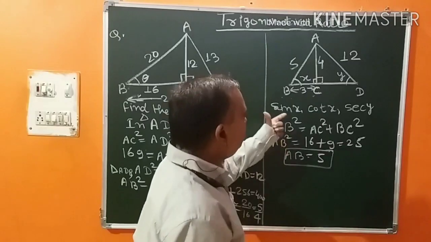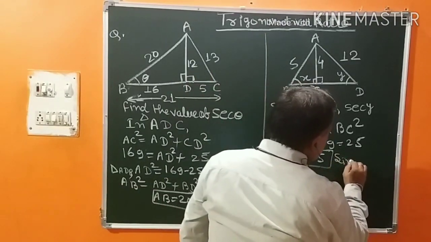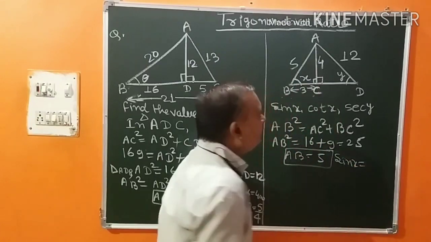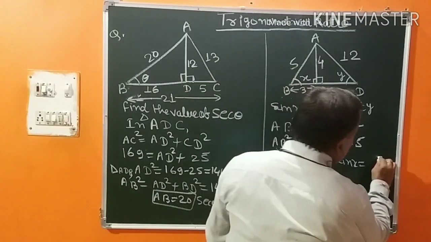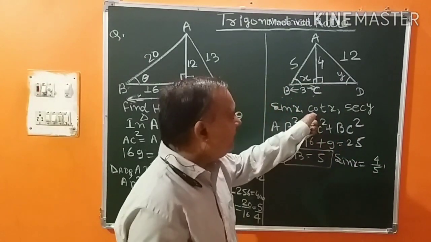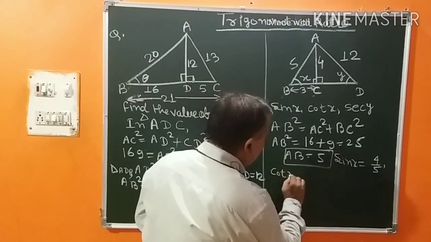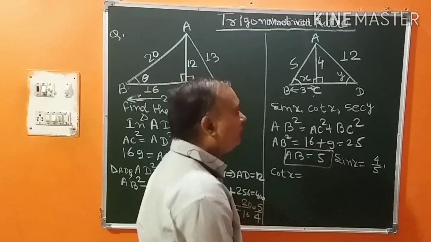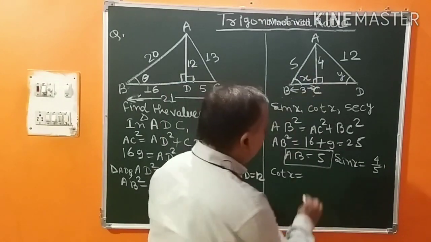Clear? So we have to find sin x. So what is the value of sin x? Sin x, that is perpendicular upon hypotenuse, that is 4 upon 5. It is clear? That is 4 upon 5. Now next we have to find cot x. So what is the formula for cot? The formula of cot is base upon perpendicular, that is 3 upon 4.